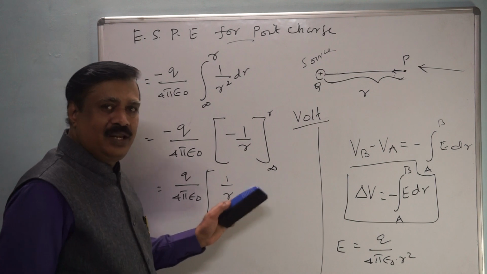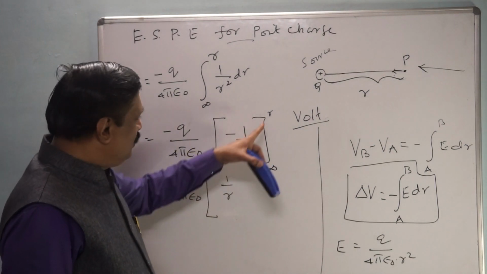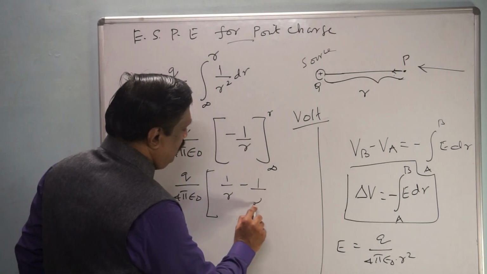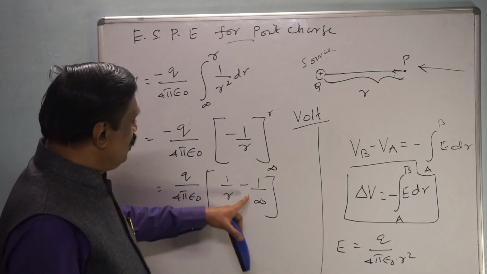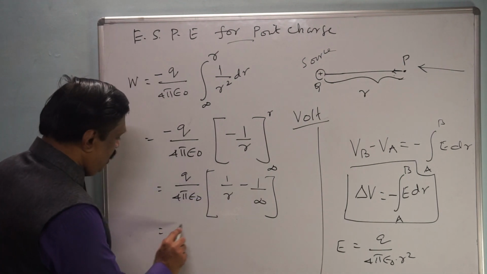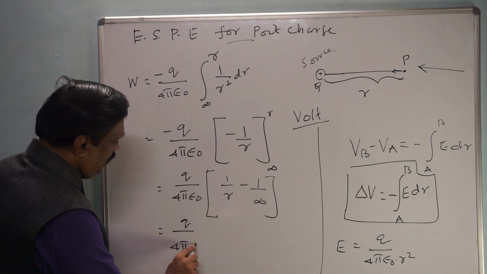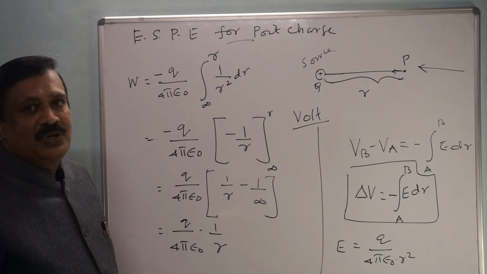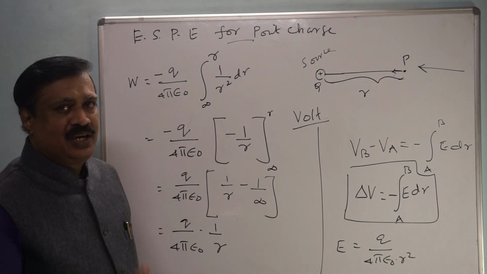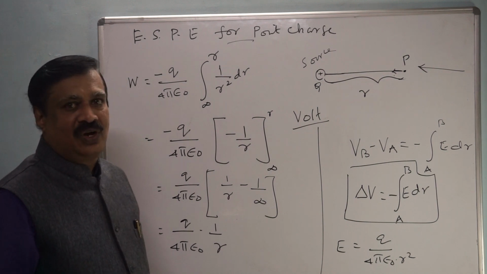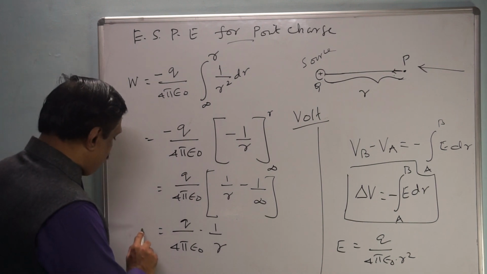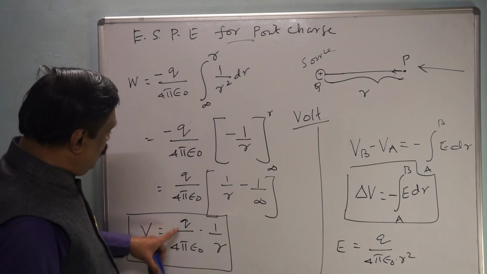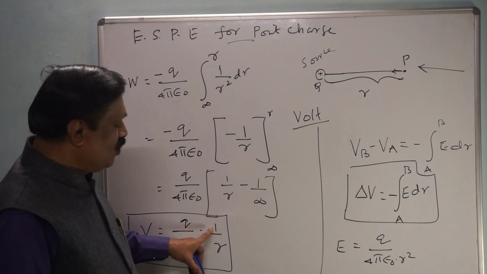Now if you apply the limits, higher limit minus lower limit, you get 1 by infinity, and 1 by infinity is 0, therefore you will have Q by 4 pi epsilon 0 times 1 by R. This is W, and W is stored as potential energy. Here, in the electricity topic, it is called electrostatic potential. Therefore you can call this V: V equals Q divided by 4 pi epsilon 0 times 1 by R.